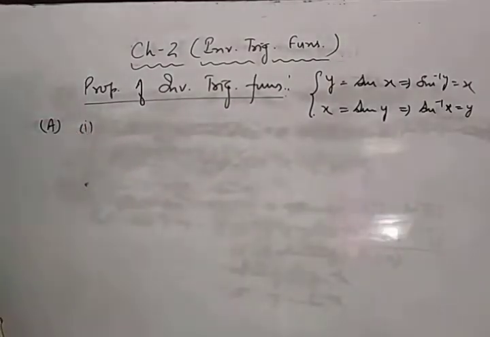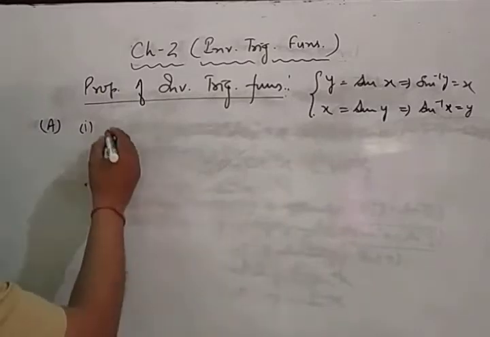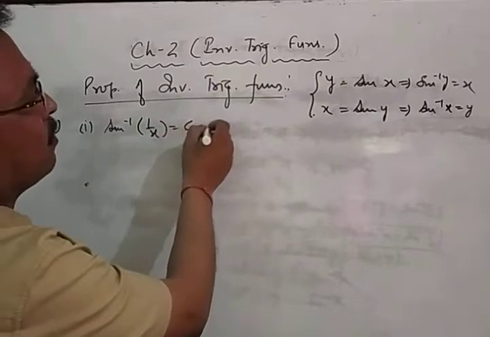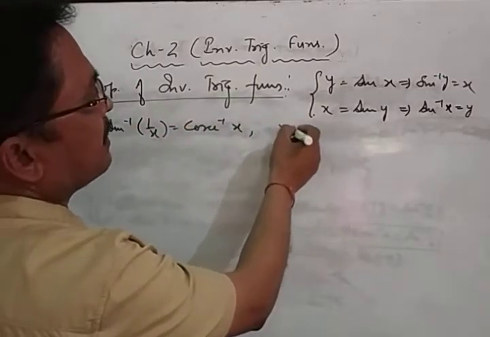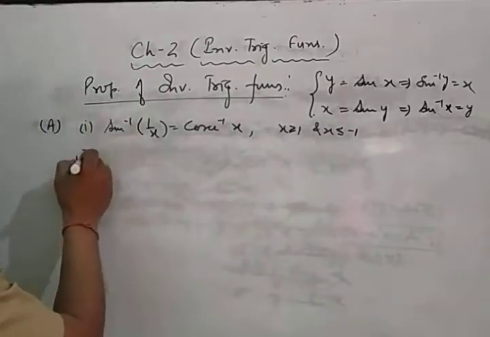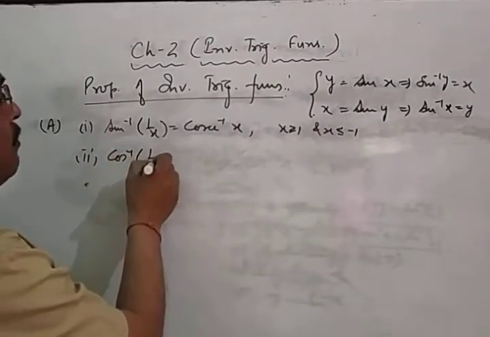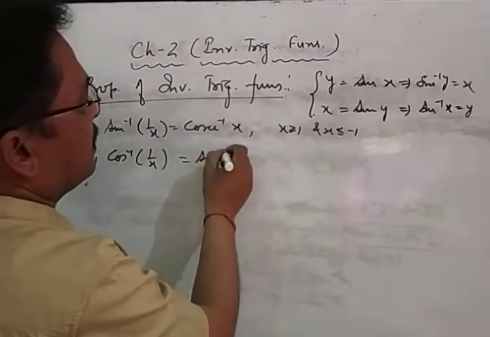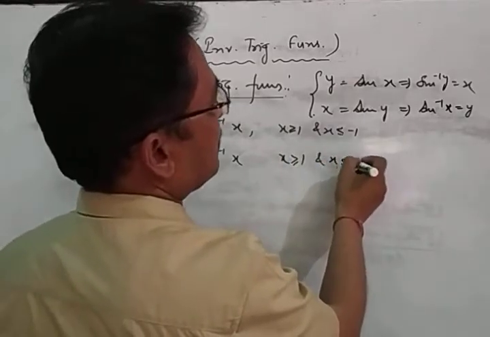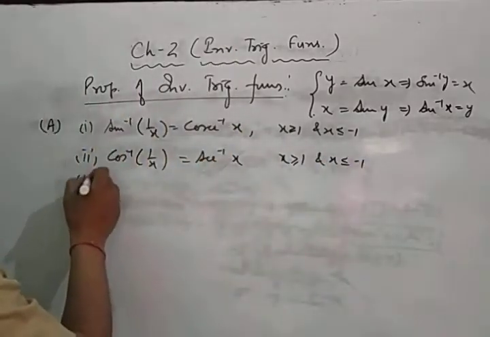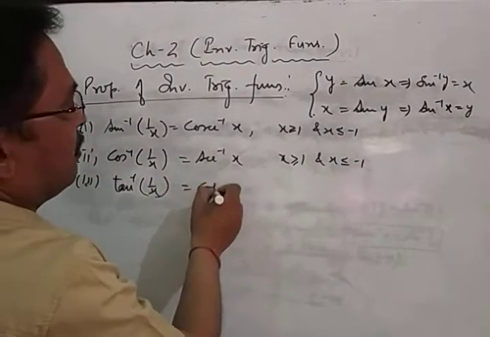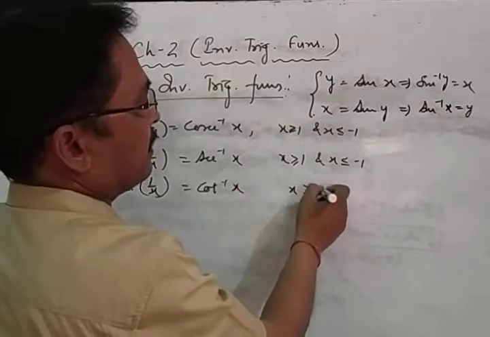In this part there are three properties. First, sine inverse 1 upon x is equal to cosec inverse x when x is greater than or equal to 1 and x less than or equal to minus 1. Second, cos inverse 1 upon x is equal to sec inverse x when x is greater than or equal to 1 and x is less than or equal to minus 1. Third, tan inverse 1 upon x is equal to cot inverse x when x greater than 0.